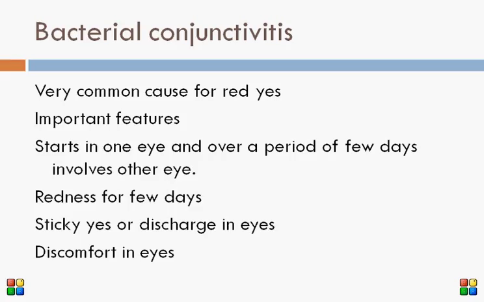Some important features of bacterial conjunctivitis include that it starts as a redness of the eyes, and it generally starts in one eye, and over a period of a few days it involves the other eye as well. So the majority of patients will come to you with bilateral red eyes. Because there is not much pain and no problem with the vision, the presentation is quite late.